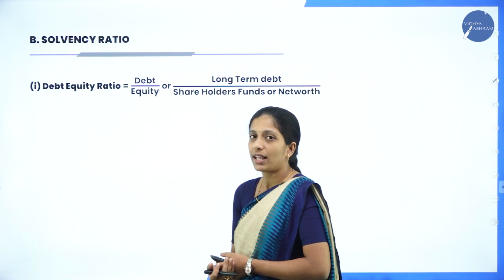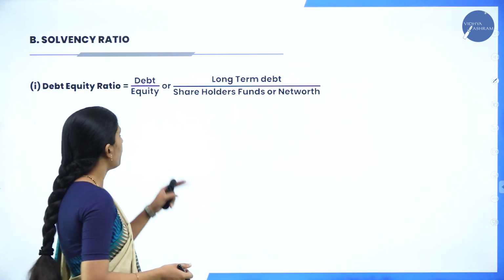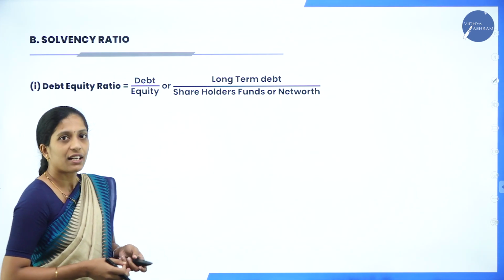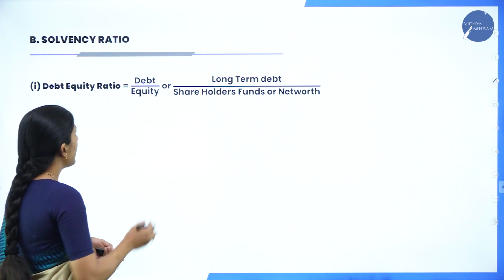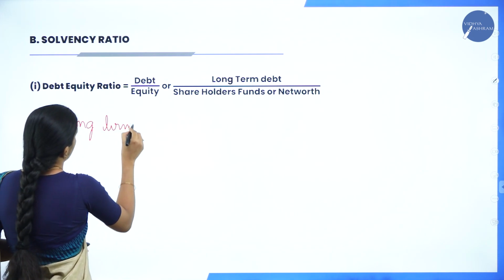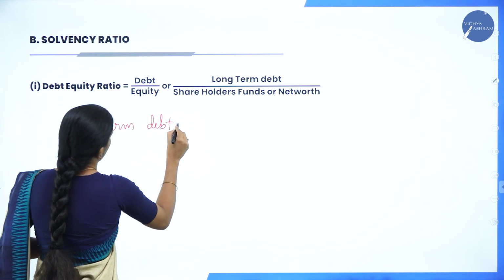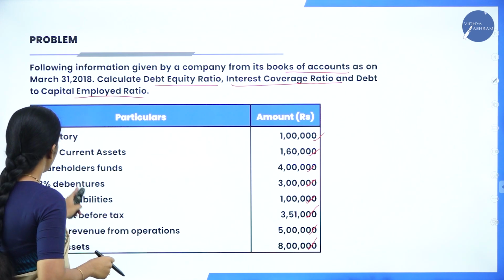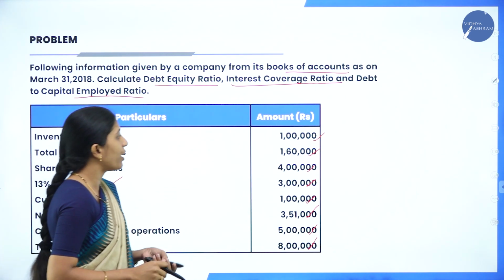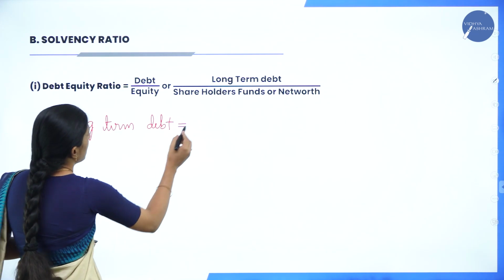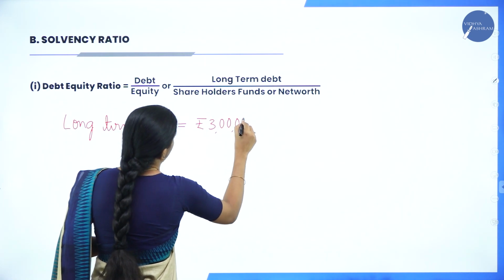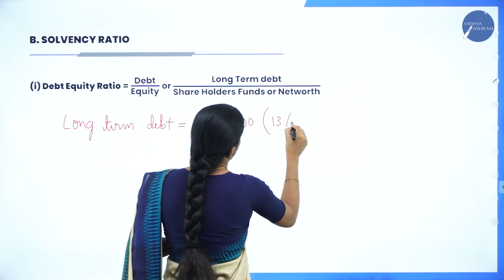So first we shall begin with debt equity ratio. So you know the formula. Your formula is debt divided by equity or long-term debt divided by shareholders fund. Now let us see what is a long-term debt. So long-term debt is equal to, now let us see the information. Long-term debt, they have given 13% debentures. So 13% debentures is your long-term debt, that is rupees 3 lakh. So long-term debt is rupees 3 lakh. So that is your 13% debentures.